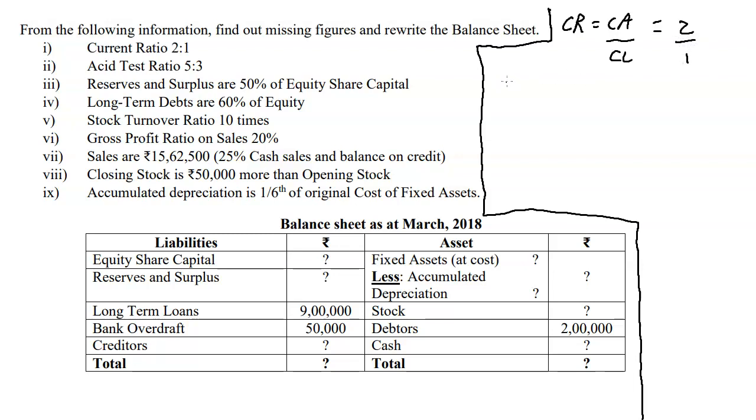Quick ratio, which we know is quick assets upon quick liabilities, they're telling us is 5:3. Reserves and surplus are 50% of share capital. Similarly, long-term loan is 60% of equity.